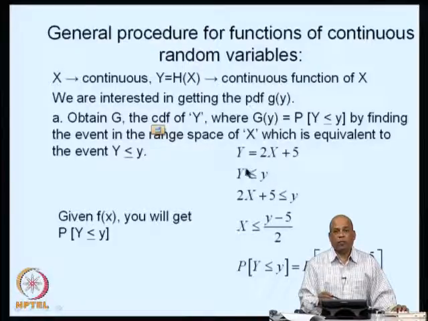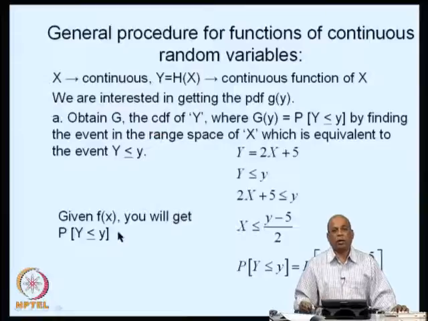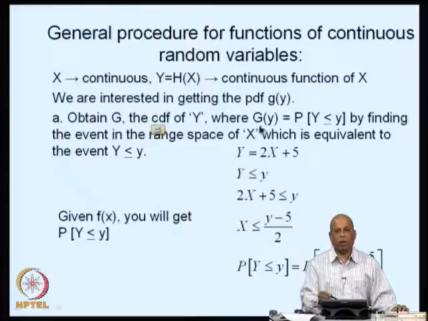So, the event Y being less than or equal to y is now written as x being less than or equal to y minus 5 by 2, and then we can get the probability of Y being less than or equal to y as probability of x being less than or equal to y minus 5 by 2, which we can obtain because you know the probability density function of x. So, from the probability density function f of x, we will get probability of Y being less than or equal to y. Now, this defines the CDF of y, which is capital G of y.